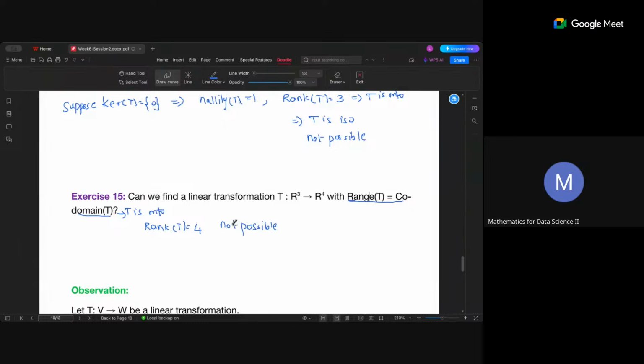We know that the rank of any T, where T is from Rm to Rn, is less than or equal to the minimum of m comma n. Right? So here the minimum is 3. So rank is always less than or equal to 3 in this case. So hence it is not possible. So this is always a rule you should know.